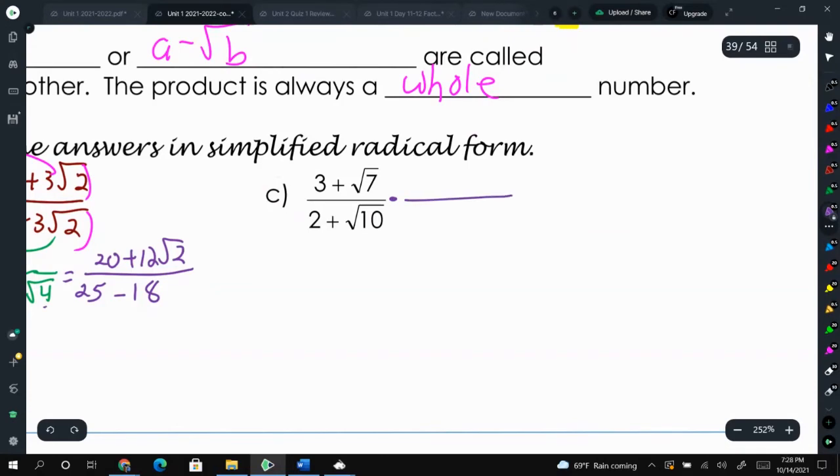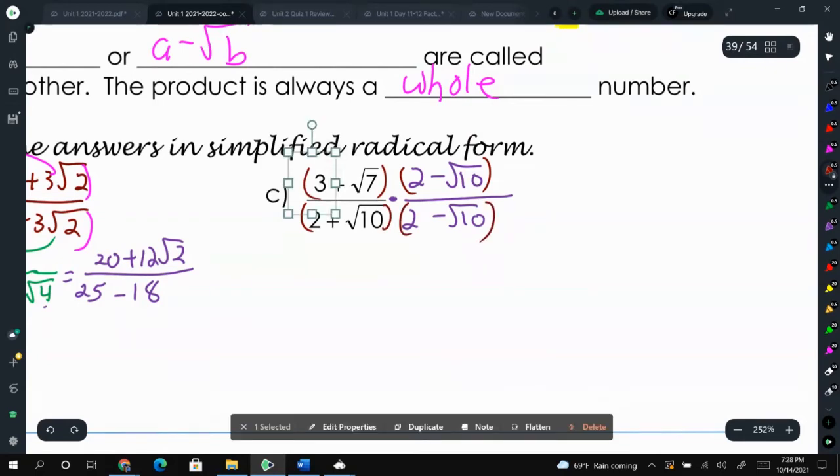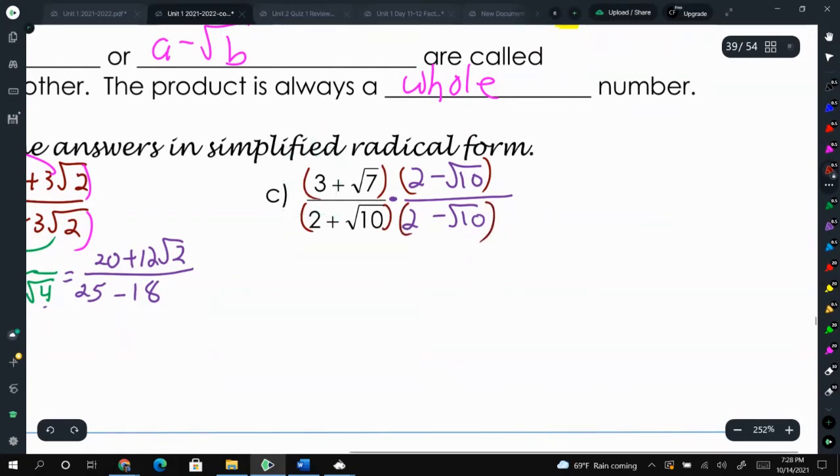Right, for this problem, we're going to multiply the top and bottom by the conjugate of the bottom. So I know that we have 3 plus the square root of 7 on top, but we're concerned about the bottom, so we're going to multiply both the top and bottom by 2 minus the square root of 10. And I'm going to put parentheses around these things just to make life a little bit easier.